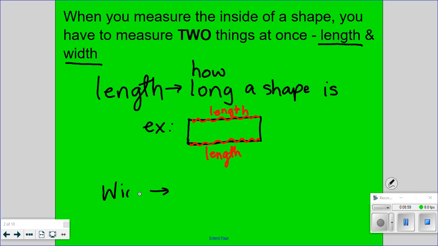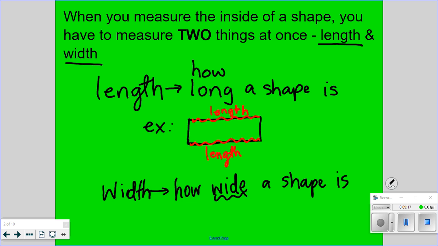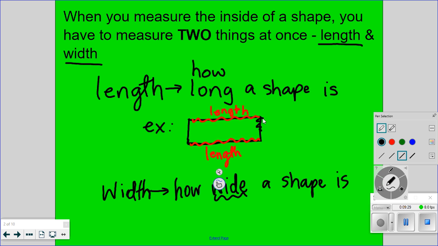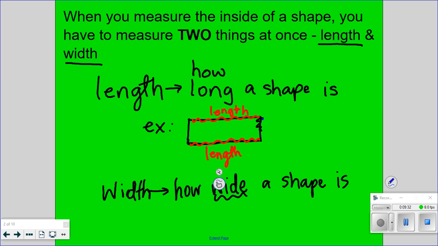Wide. I meant to put width. But width is similar to how wide. We see wide almost looks like width. Width is how wide a shape is. On this shape, I have 2 widths. In this case, it's going to be right here. So here's my width. And then here's my width.